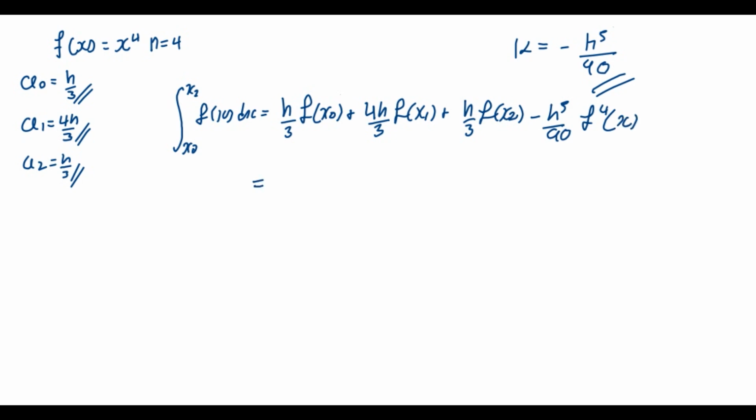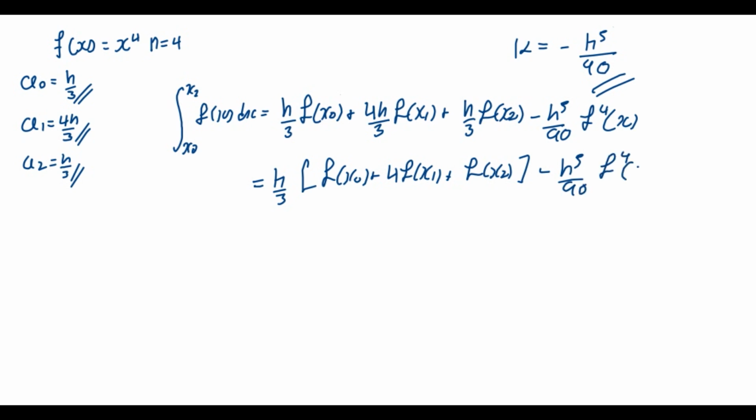So you can actually just factor h over 3 out. Then you have f of x naught plus 4 f of x1 plus f of x2, like that, minus h to the power 5 over 90 f to the fourth of x, like that. And this is our expression for Simpson's rule. And this is basically how we answer this question.